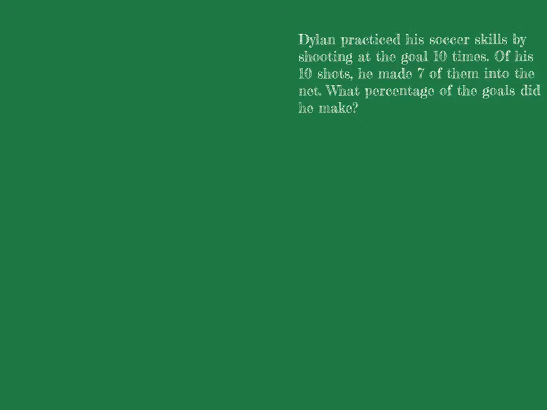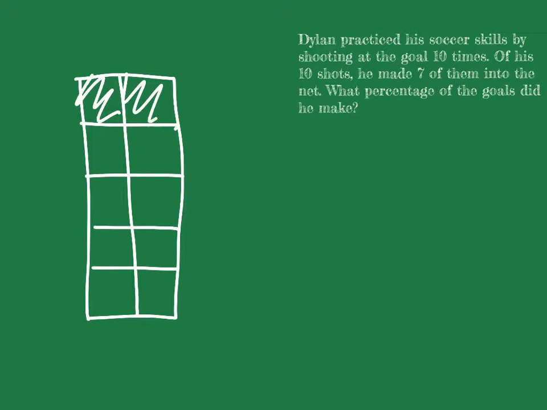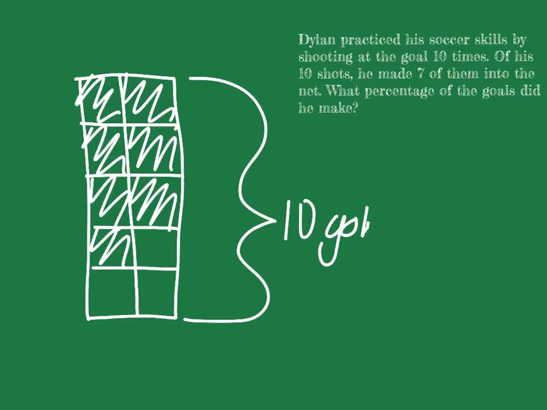We can represent this in a drawing. I will draw 10 boxes for the 10 goals he attempted to shoot. Then I will fill in the 7 goals that he made. All 10 of these boxes represents 100% of the goals he attempted to make. Each box represents 10% of the whole because 10 boxes with 10% each adds up to 100%.